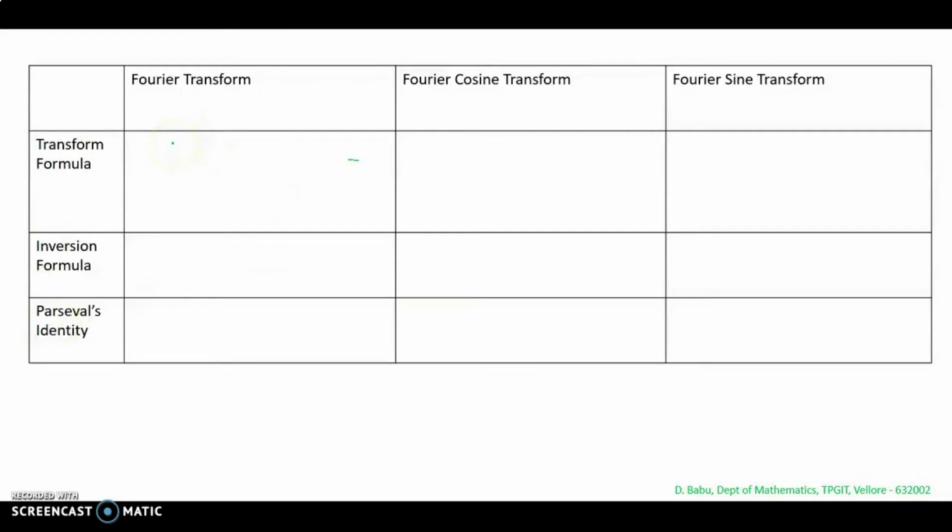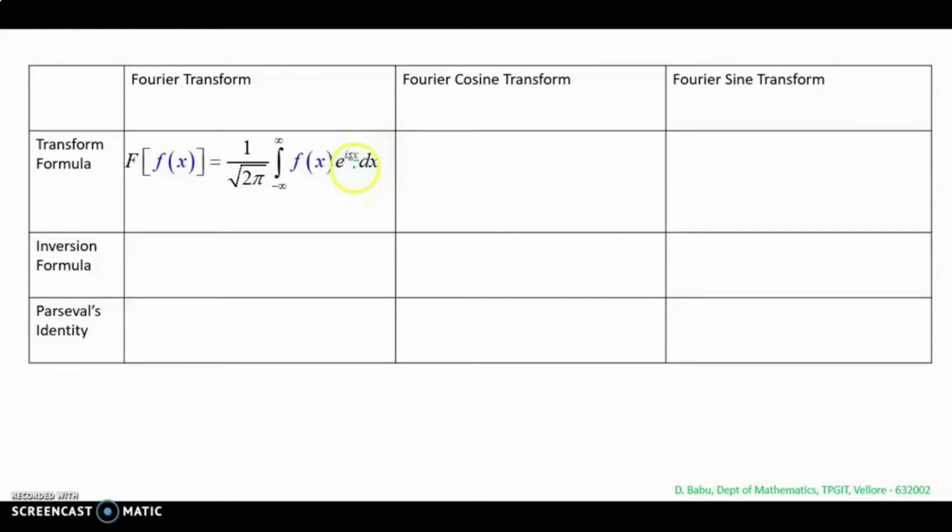So first of all, what is the Fourier transform formula? The Fourier transform formula is Fourier of f of x equal to 1 divided by square root of 2 pi, limit is minus infinity to plus infinity, f of x e power isx into dx. So note that here there are two variables. One is s and another is x. But we integrate with respect to x only.